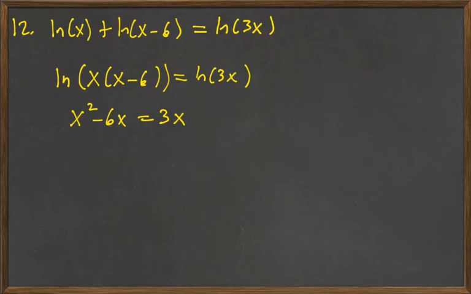This is not a difference of squares. We don't want to be square rooting both sides. Don't do anything crazy. Just a nice quadratic equation. So subtract 3x. I guess if quadratic equations can be nice, this is a nice one. X squared minus 9x is equal to 0.